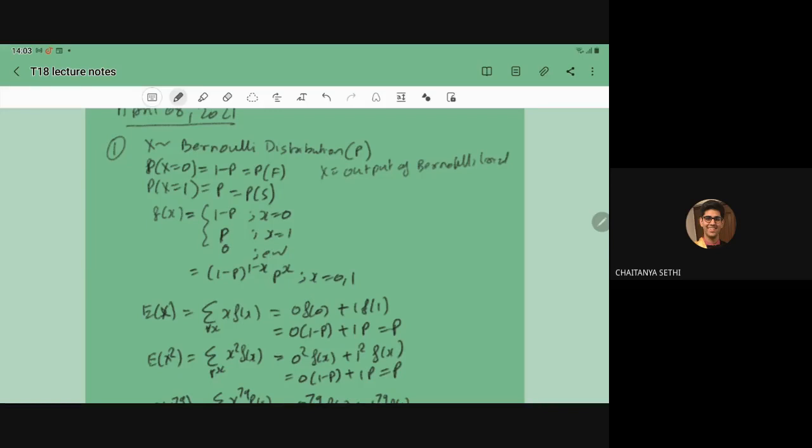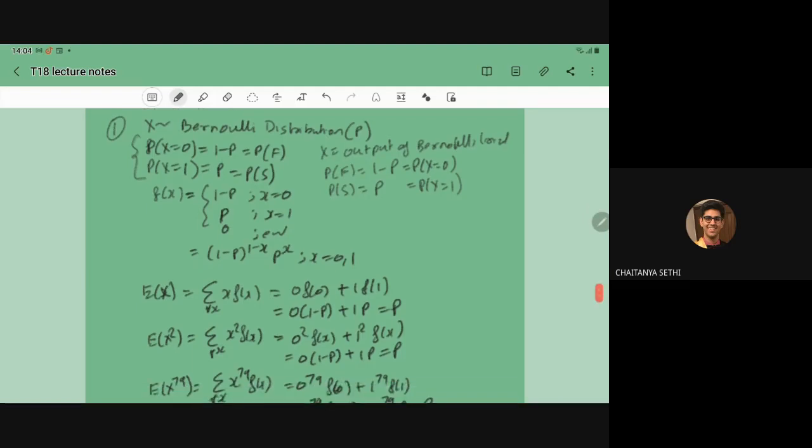So here it is given to you that the probability of failure is 1 minus p and the probability of success is equal to p. If you take the mapping from the non-numerical to the numerical, it will be the probability X equal to 0 and the probability X equal to 1. So it is written here: probability of X equal to 0 is 1 minus p, which is the probability of failure, and probability of X equal to 1 is p, the probability of success.